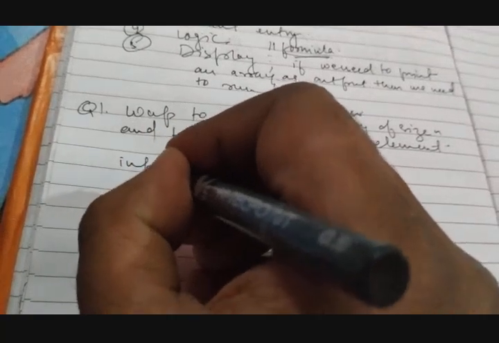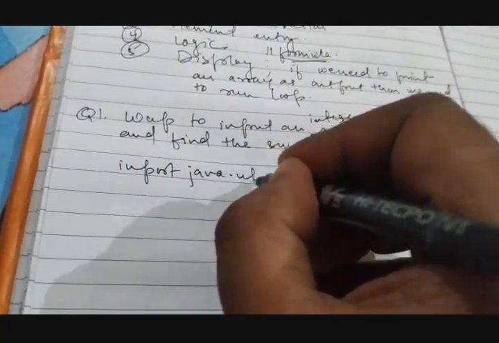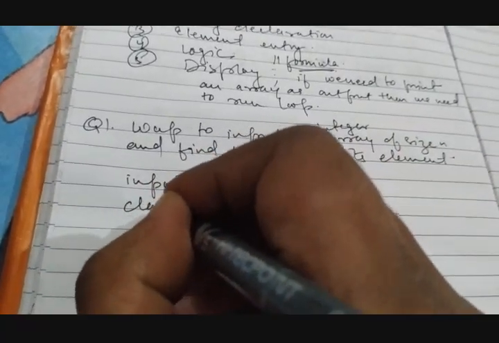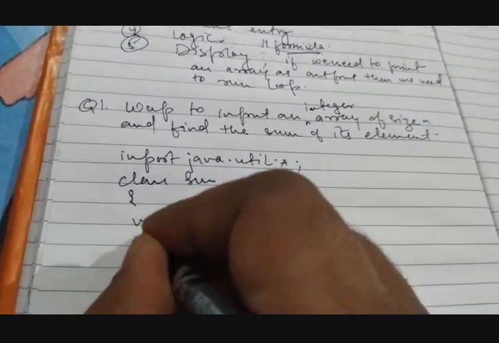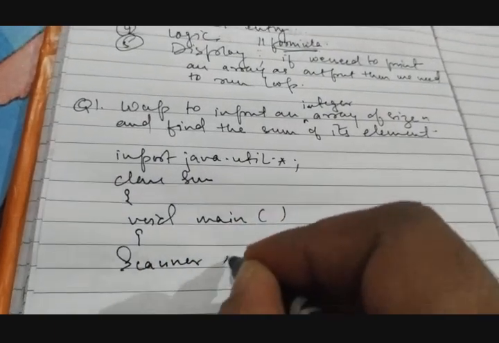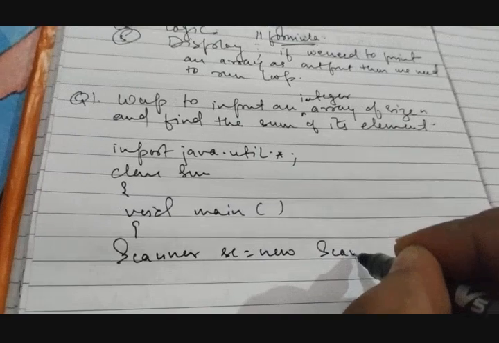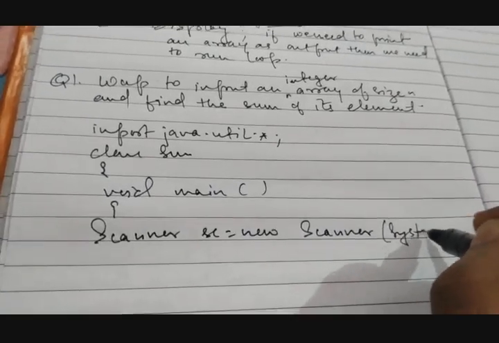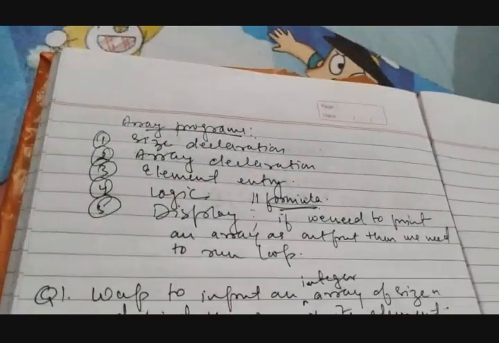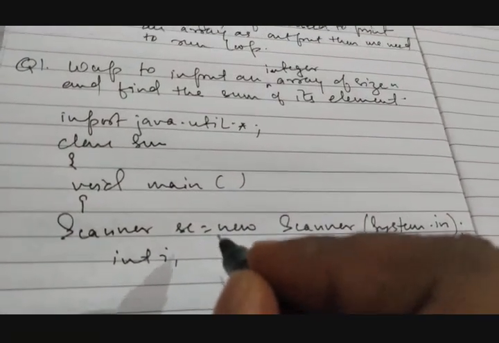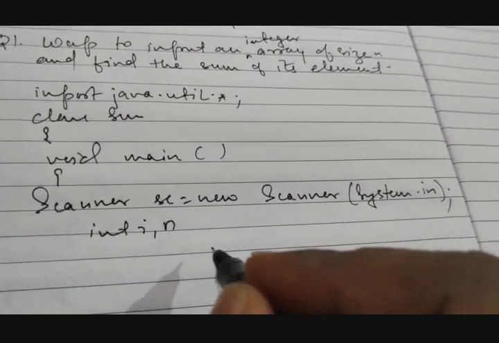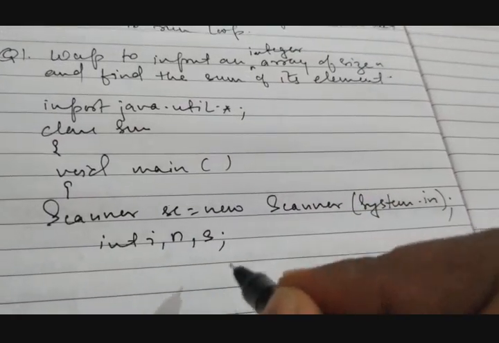So we start with import java.util.*; class Sum, public static void main, run a scanner. Alright, now the first thing is size declaration, because the array size is n, so you need a loop to access the elements. You need an n for the size, and you need to find the sum. So s equals 0.